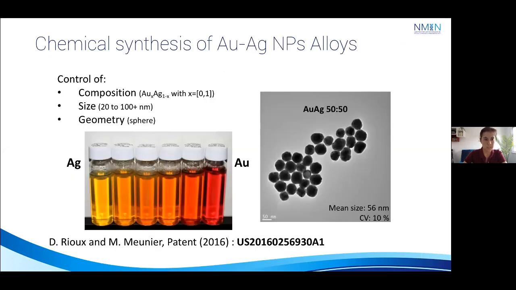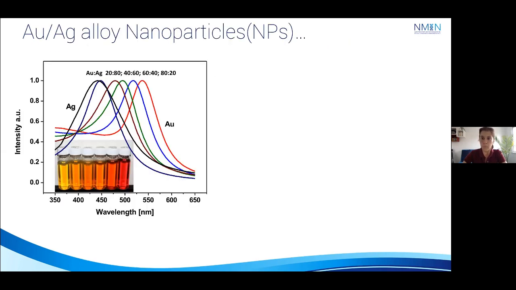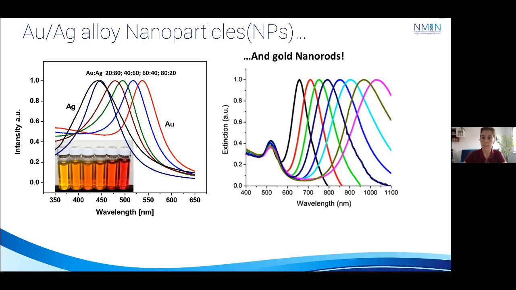In our case in particular, we have developed a chemical synthesis technique for alloy nanoparticles, so gold and silver. The advantage of these nanoparticles is that we can tune the color by changing the composition or the size of these nanoparticles. And we also have a patent on this synthesis. So by using alloy nanoparticles of various sizes and compositions, we are able to cover a wide range in the visible area. And we can also go to the infrared by adding some elongated nanorods to add more markers.